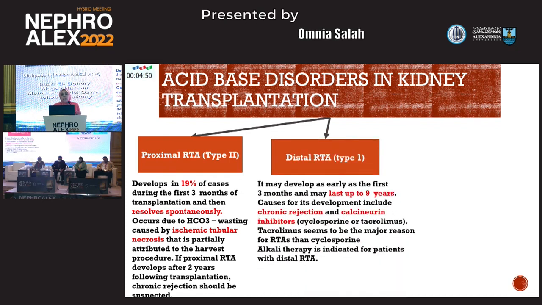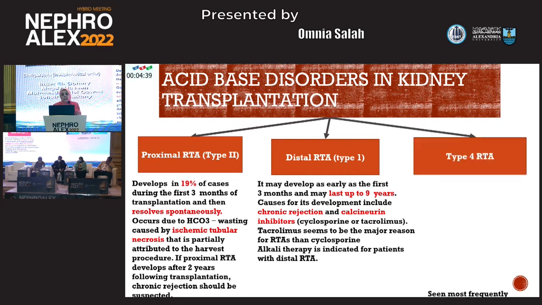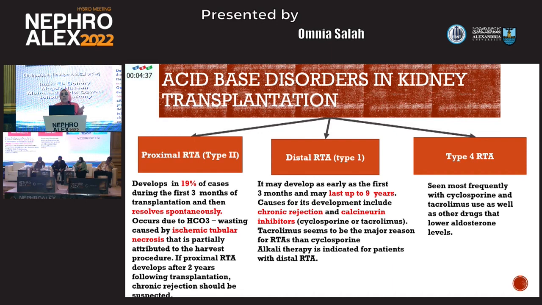The distal RTA may develop as early as the first 3 months and may last up to 9 years. It is usually related to chronic rejection and calcineurin inhibitors, especially tacrolimus, and you have to treat it by giving alkali. Type 4 RTA might also be seen in cases of cyclosporin and tacrolimus.